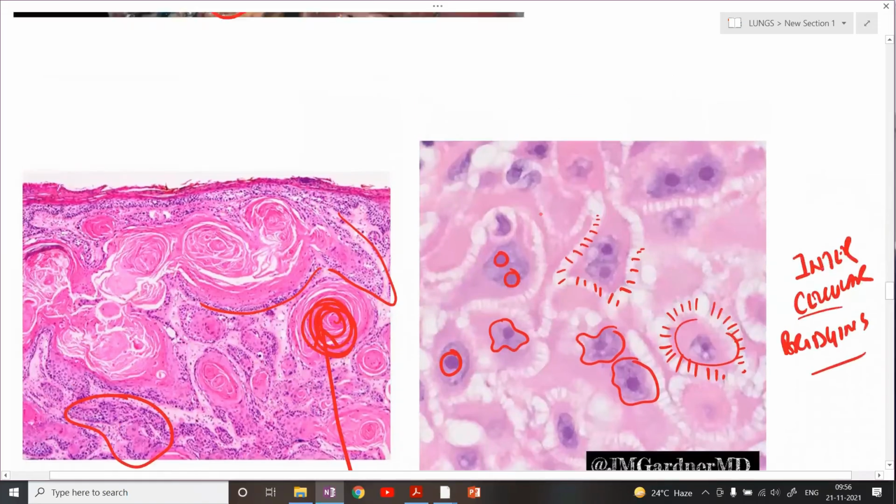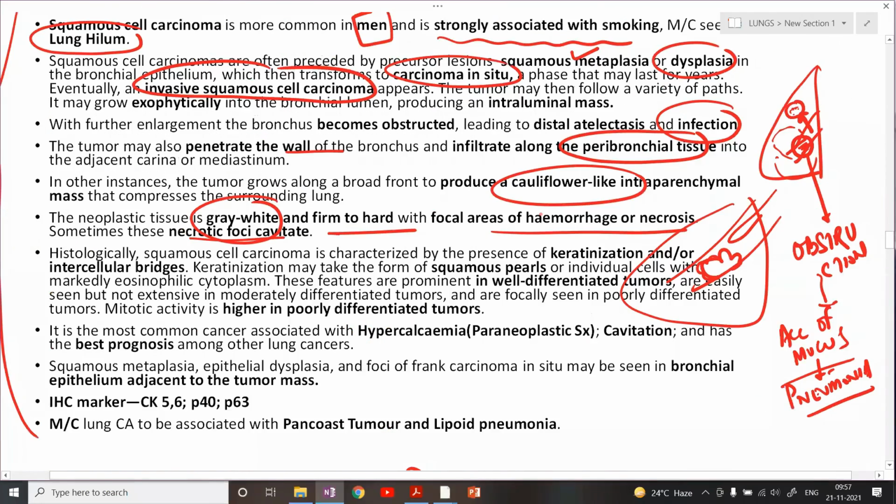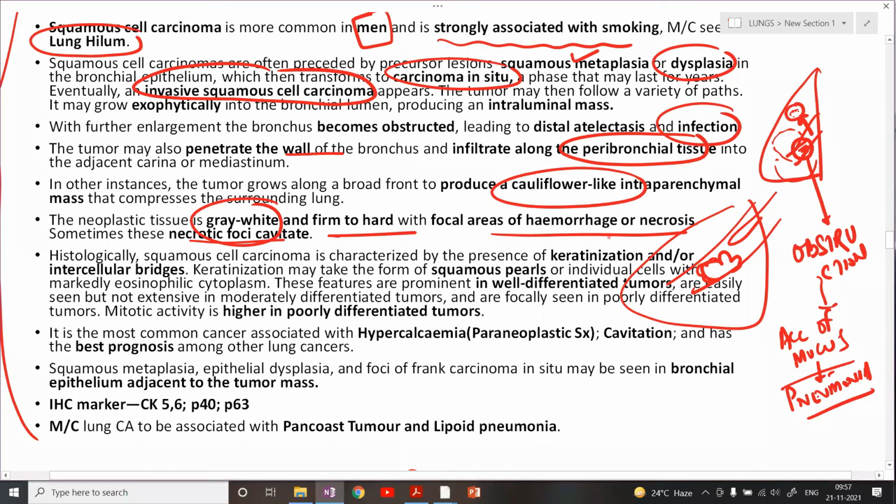Okay, is it clear to everyone? Yes, sir. Okay, so histologically, what are the points that we have to write? Keratinization is very important. Presence of intercellular bridges is very important. Now remember, when the squamous pearls are very evident, as from the diagram that I already showed you, in that case they are called well differentiated squamous cell carcinomas.